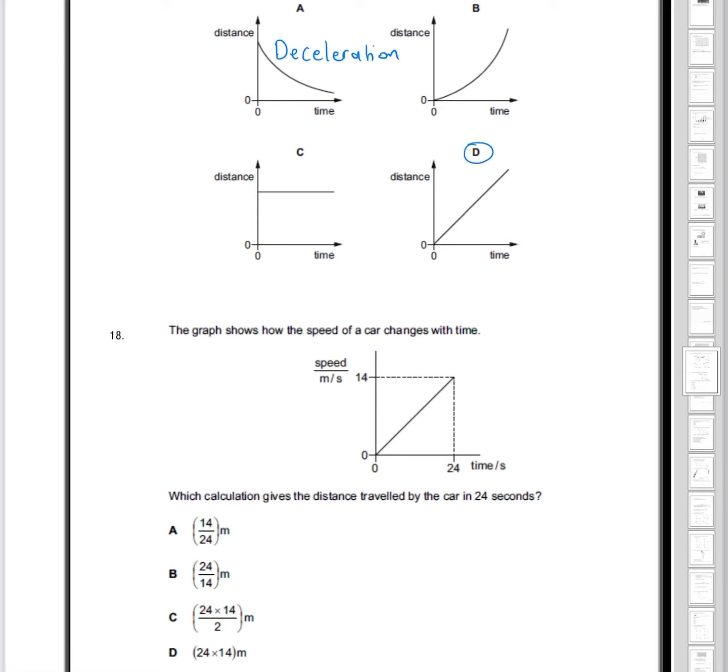What about C? Well, whenever you see a straight horizontal line in a distance time graph, that means the object is not moving. So the speed is 0. So the object is, in other words, stationary.